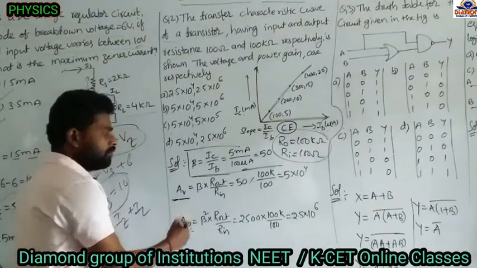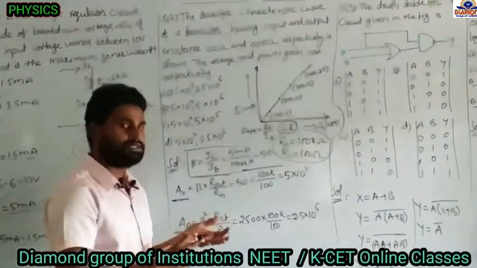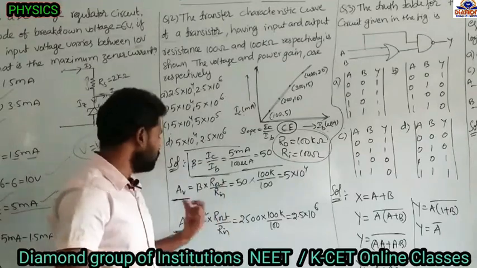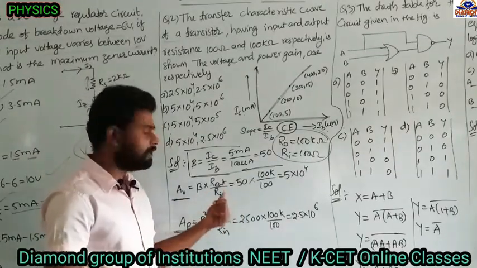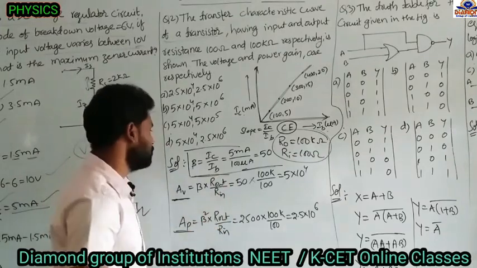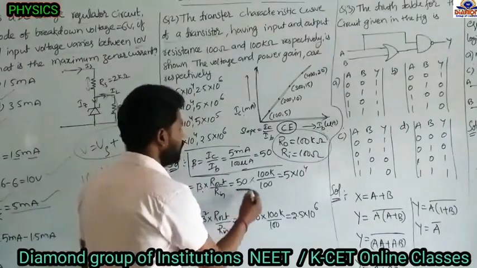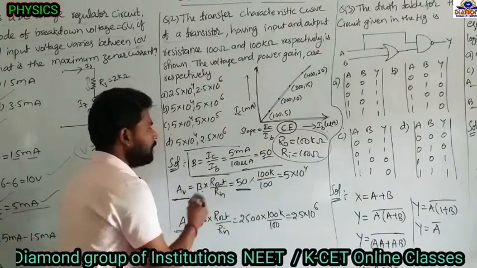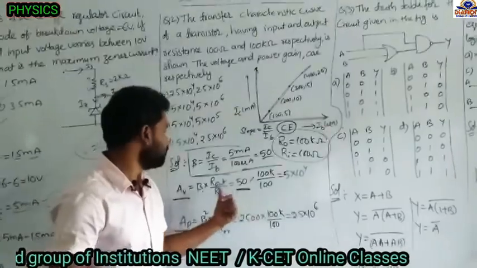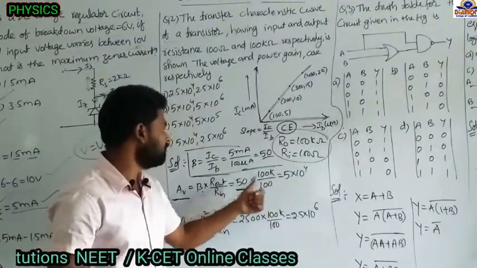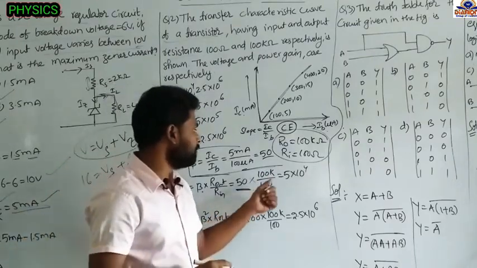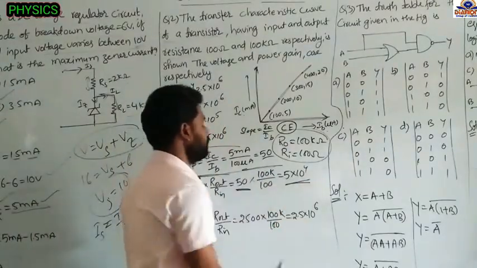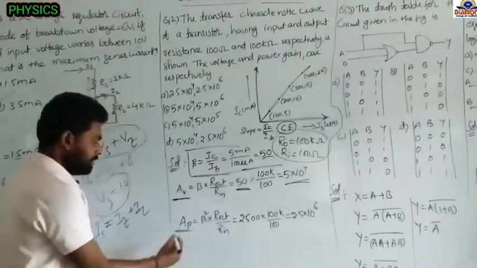So voltage gain equals current gain into resistance gain. Current gain is beta, and resistance gain is nothing but output resistance by input resistance. We found beta already, current gain 50, into output resistance 100 kilo ohm by input resistance 100, the 100 cancels, so 50 into 10 power 3. We can write 50 into 10 power 3 as 5 into 10 power 4. Voltage gain we got.